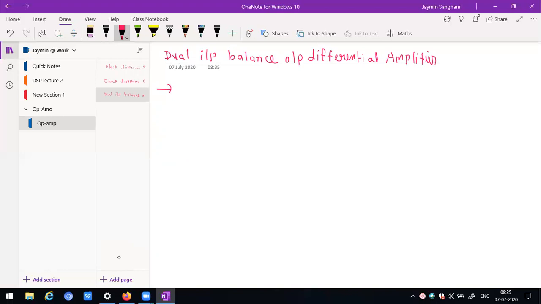Don't write anything else. Dual input means what? Two inputs applied to the differential amplifier.